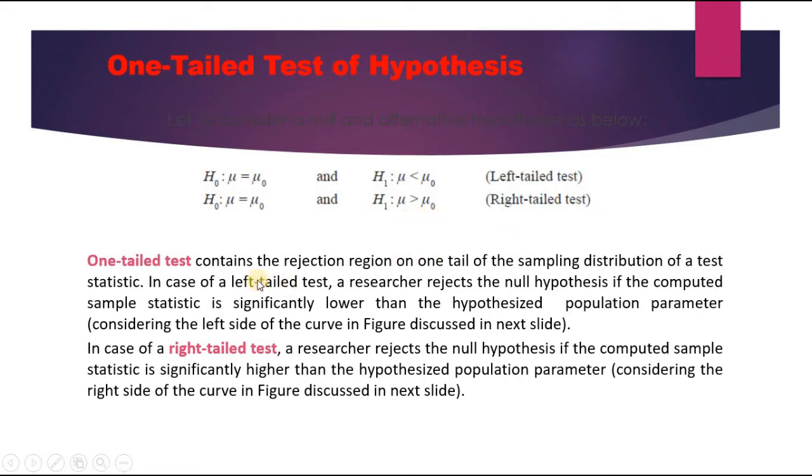So it's quite simple. A one tail test contains the rejection region on one tail of the sampling distribution of a test statistic. In a left tail test, the researcher rejects the null hypothesis if the computed statistic is significantly lower than the hypothesized population parameter. And in a right tail test, the researcher rejects the null hypothesis if the computed sample statistic is significantly higher than the hypothesized population parameter.